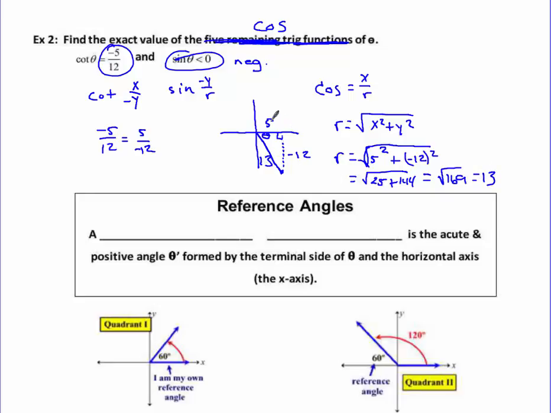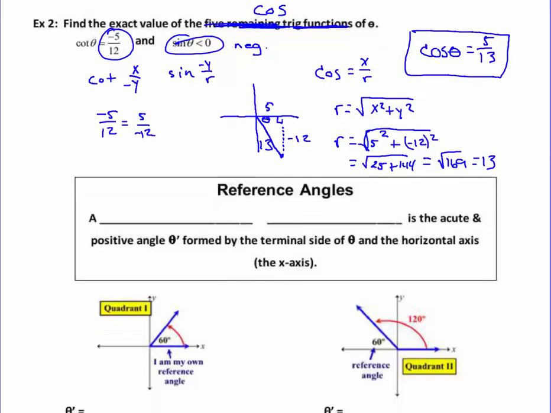Also, if you remember, that's a 5, 12, 13 right triangle from geometry. So anyways, cosine of theta equals x over r, which is 5/13. And again, I promise you're going to get really fast at this.